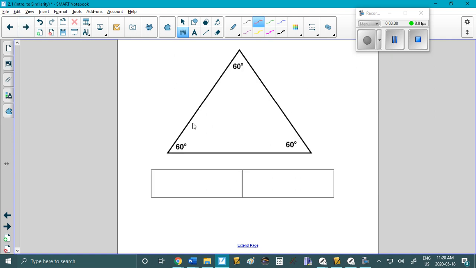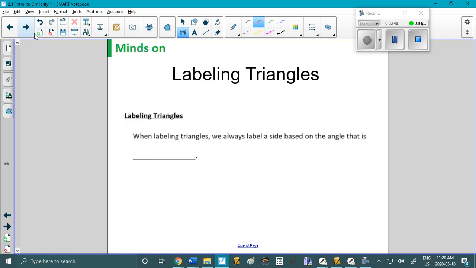Next one, 60, 60, 60. So for this one, we would do these ticks to say that all the sides are the same, because if all the angles are the same, we know the sides must also be the same, and that's equilateral. And that's it. Okay. So here we go. It's going to be a really quick lesson today, really easy lesson. We'll start getting into the harder stuff tomorrow, but again, I don't think it's too difficult.